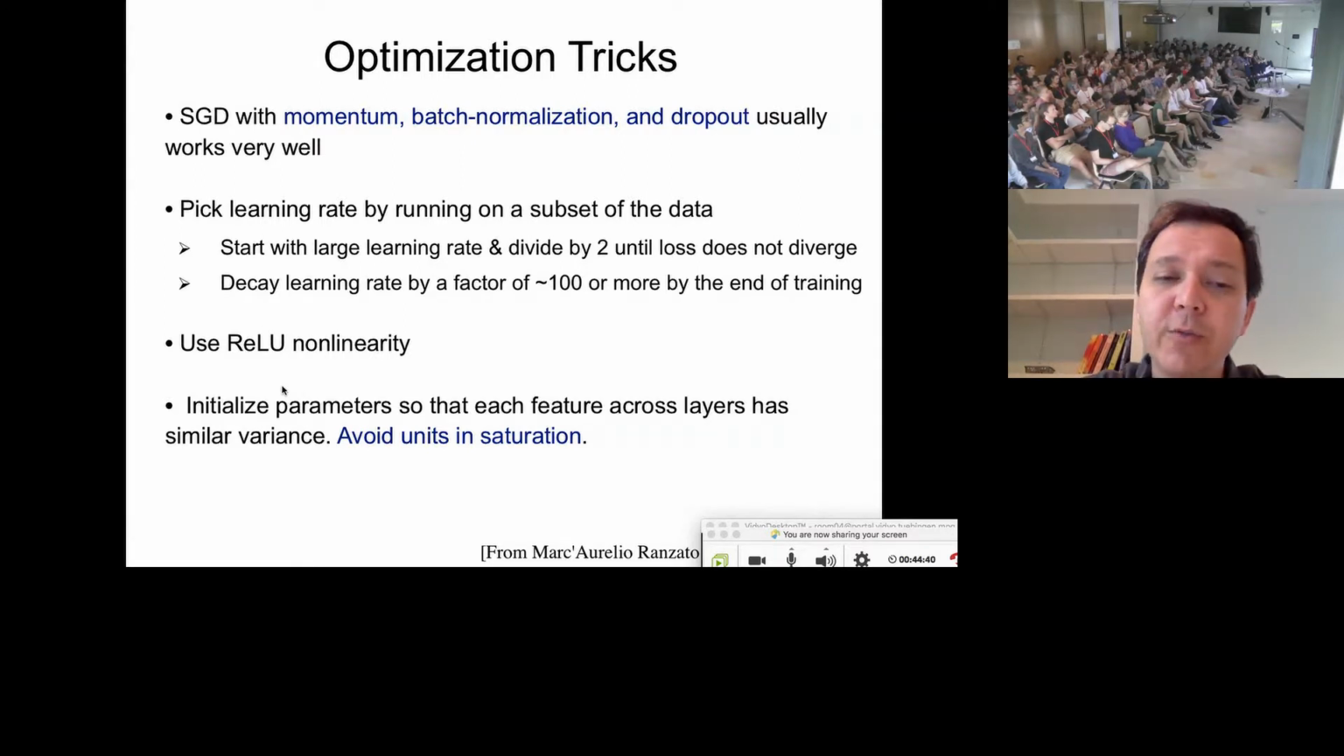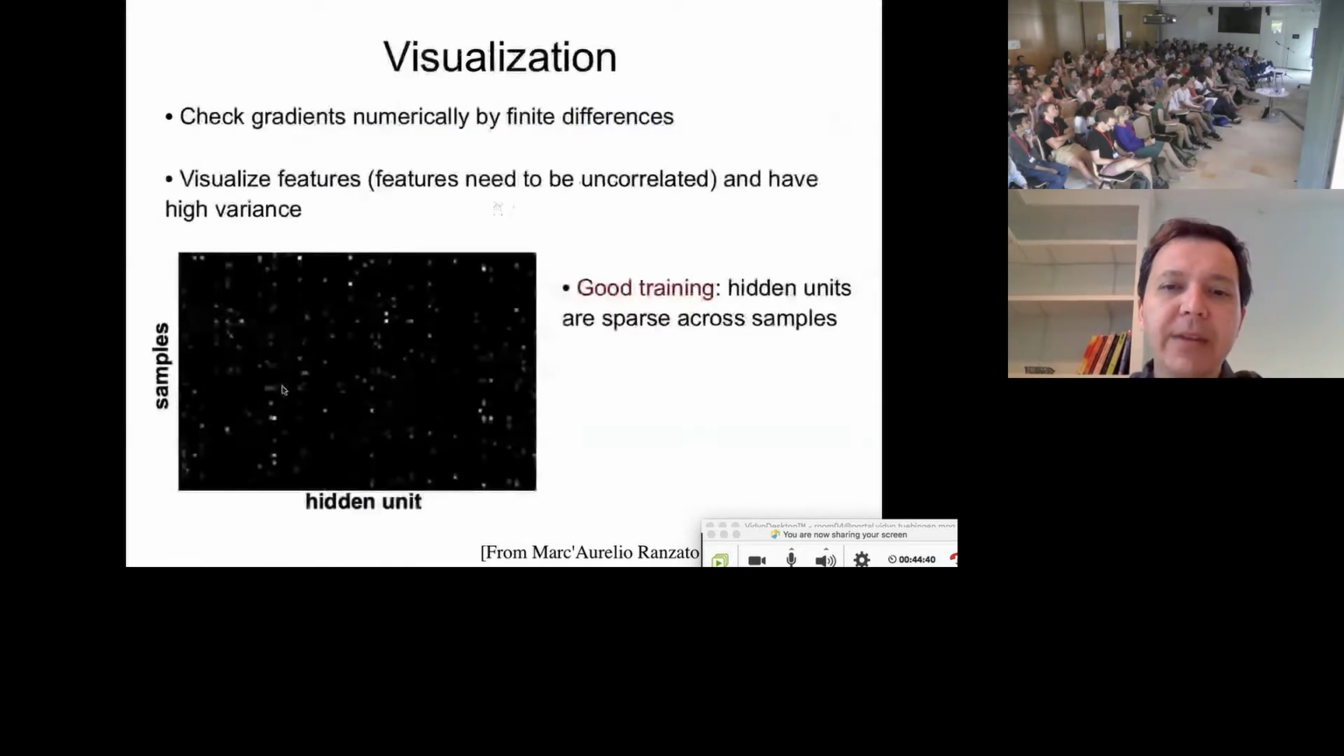And whenever you're initializing the parameters, you also want to make sure that you avoid units in saturation, even though batch normalization actually helps you with that. And whenever you're training these models, it's always useful to visualize features, right? In this case, you'd want your features to be uncorrelated and have high variance. What that means is that you want units to take values on and off, or be active or inactive, across different samples. And you want different hidden units not to repeat themselves, so not to be highly correlated.